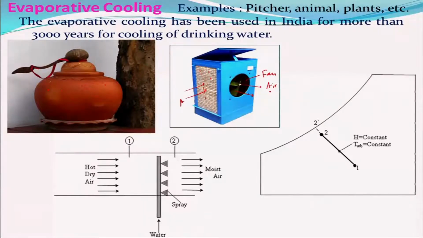And if you look at what is happening here, the process is basically enthalpy remaining constant and also the wet bulb temperature remaining constant. But if you go beyond it, then the water will be very thin and it will be moist, which is not good. So therefore, the designing of that is also very important.